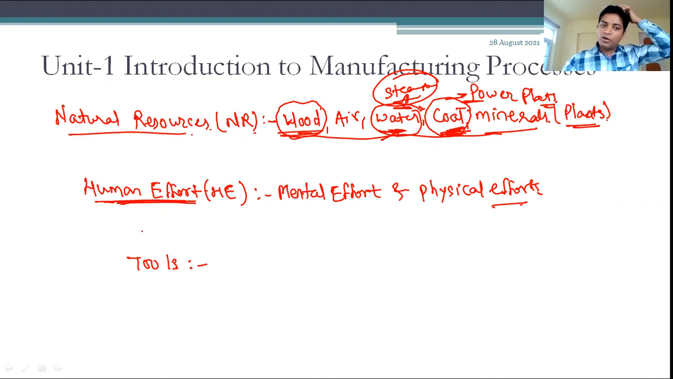Now when we are talking about tools, we are using chemicals. Tools means the resources that we have created by using natural resources or by using human efforts. If I'm talking about coal and water, then we have created the power plant. If we are talking about chemicals, manufacturing clothes, then we can say it is a chemical plant.